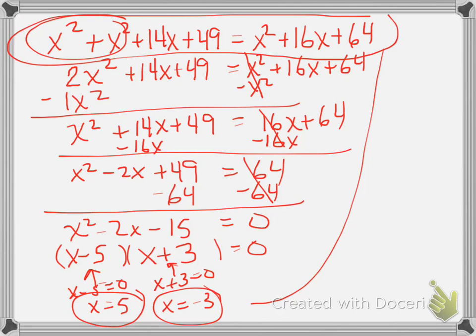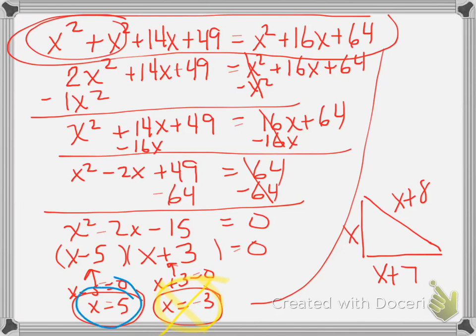But in this situation, since I gave you a picture and you're talking about distance, let's go back to the picture. This solution doesn't make sense in the context of the story because you can't have a negative 3 distance. So that means that the true answer must be 5.